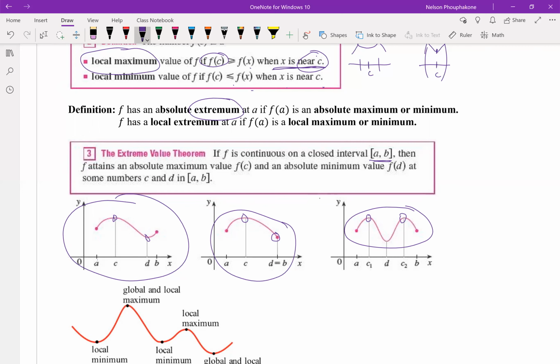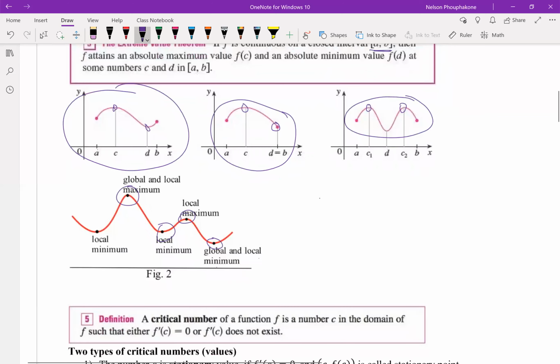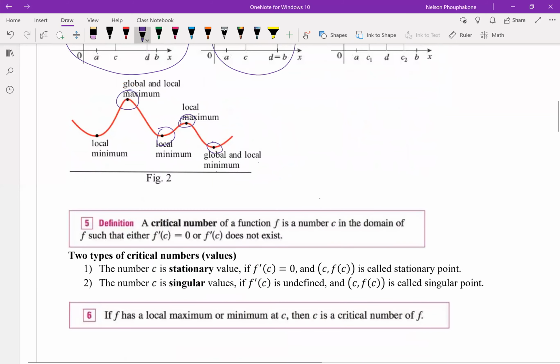And of course, this figure 2 tells you that this is a local minimum. And then in this case, this is my global. Now remember, global means absolute, right? Global and local minimum. And then this is my local maximum. This is my global and local maximum. Then let's talk about the critical numbers now.